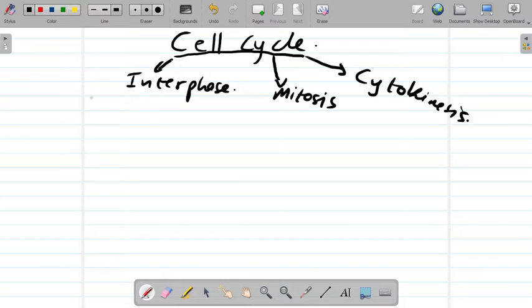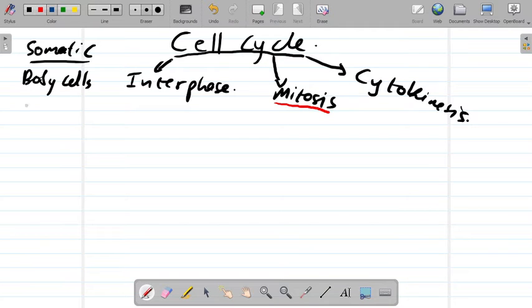But obviously we know that in our bodies we have two types of cells. Your somatic cells. So basically those are all your body cells. Cells that make up your liver, that make up your brain, that make up your bones. Those are your somatic cells, your body cells. And those are the cells that are going to undergo a type of division in the cell cycle called mitosis. Those are your body cells.